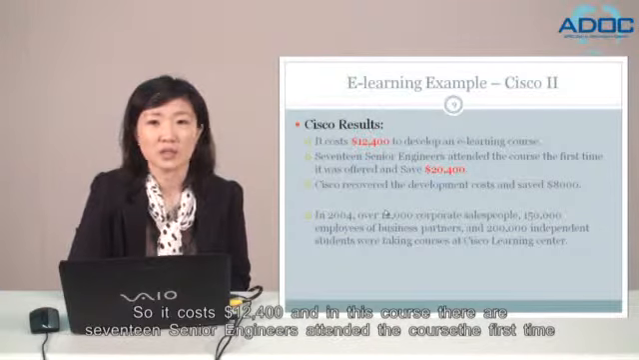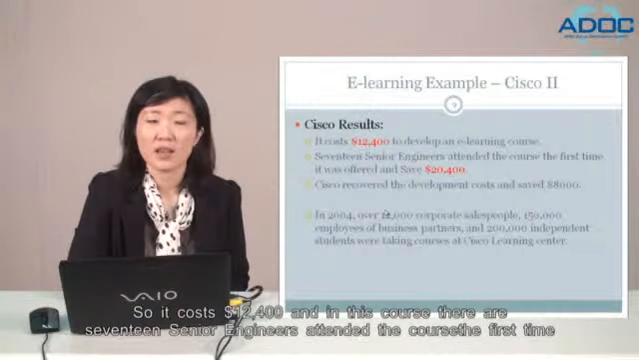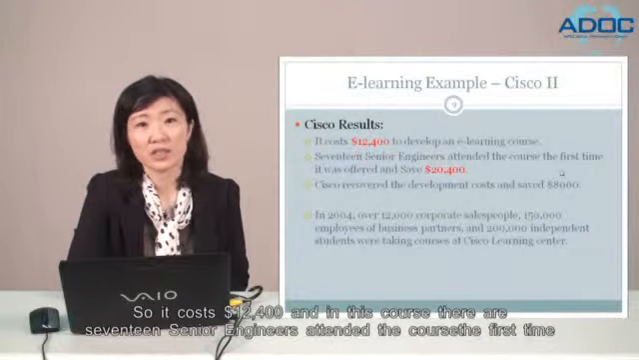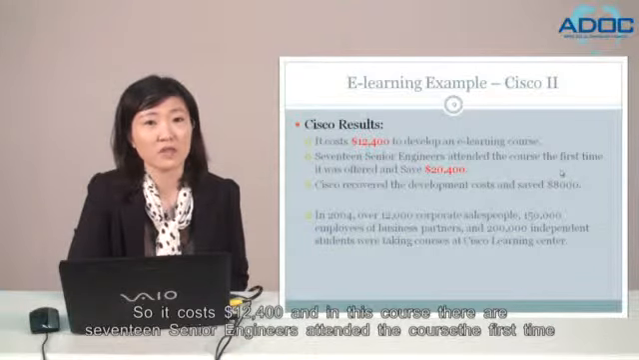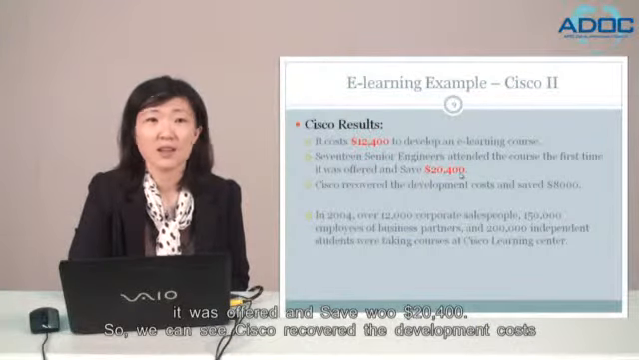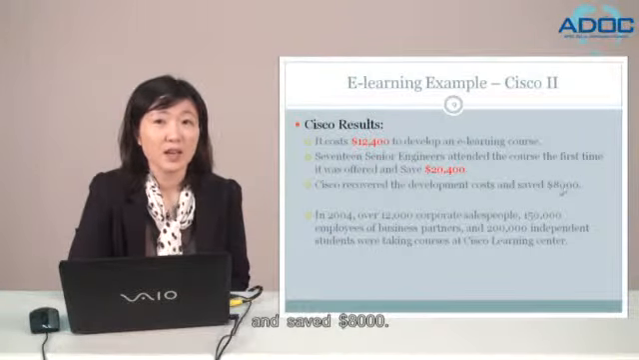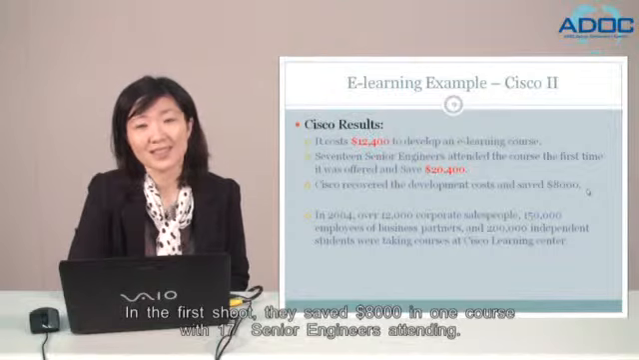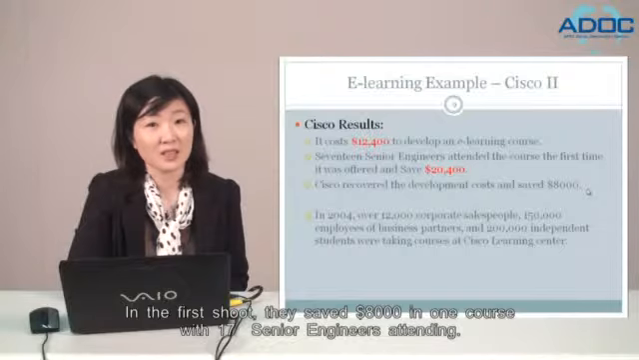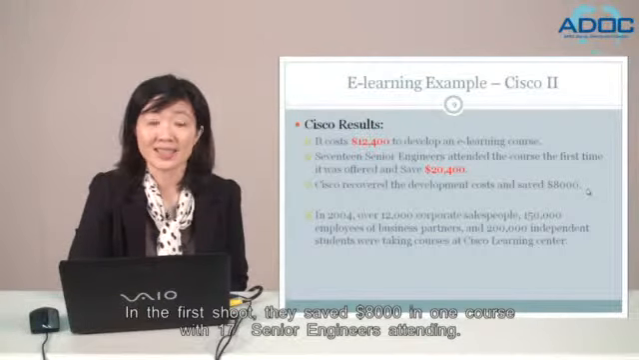So it costs $12,400. And in this course, 17 senior engineers attended the first time it was offered and saved, wow, $20,400. So we can see Cisco recovered the development costs and saved $8,000. So in the first shot, they saved $8,000 in one course with 17 senior engineers attending.